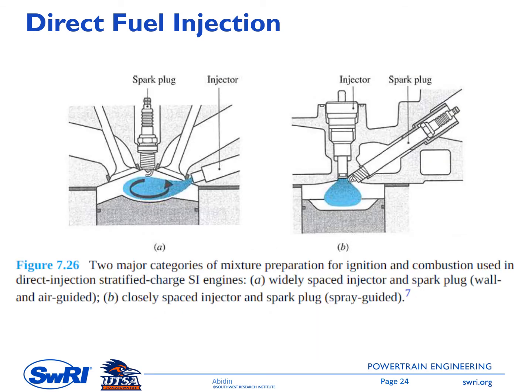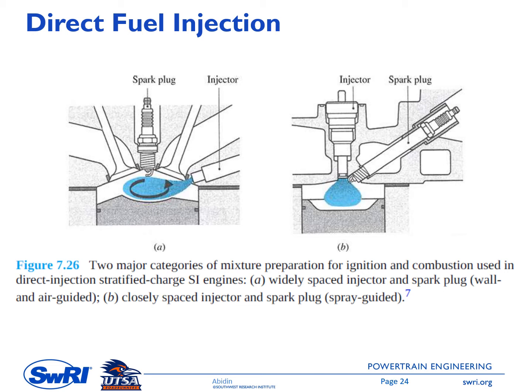This picture shows the schematic of two major categories of mixture preparation for ignition and combustion used in direct injection stratified charge spark ignition engines. On the left schematic, type A, a widely spaced injector and spark plug is shown. You can see that the injector is located below the intake system. And then on type B, we have a closely spaced injector and spark plug. You can see there that the injector tip is very close to the spark plug.